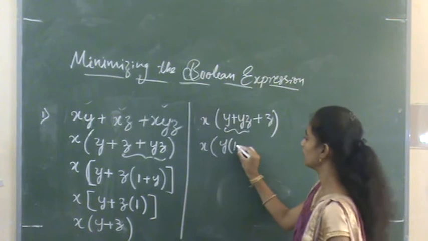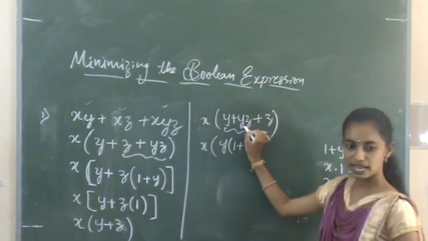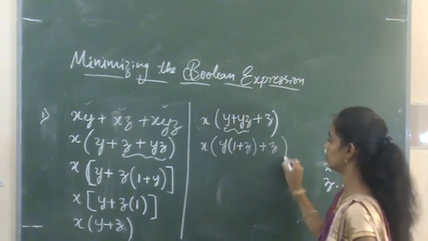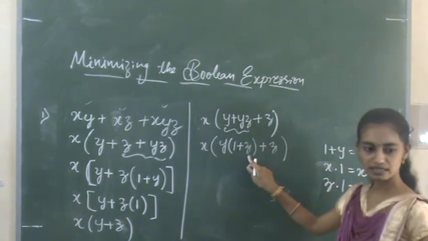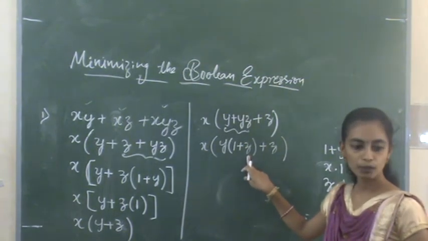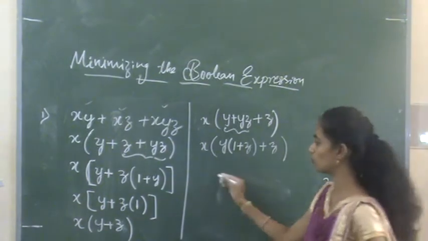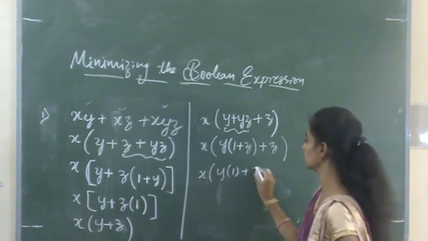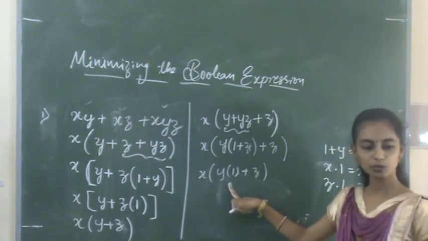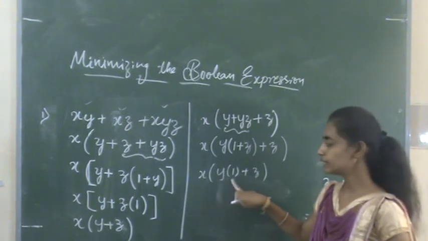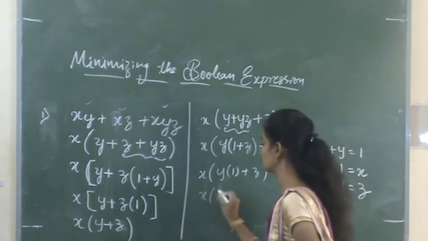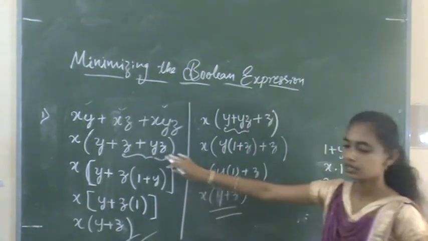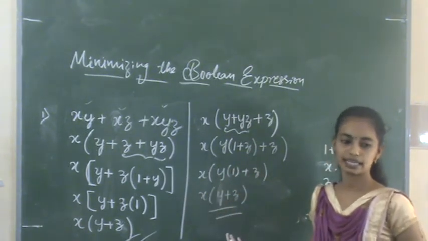1 plus, here I am taking y as a common factor, so the remaining is z plus z. Okay, so we know that 1 plus z, according to the property of 1, is equal to 1. X into y into 1 plus z. So we know that according to the property of 1, y into 1 is equal to y. So y plus z.